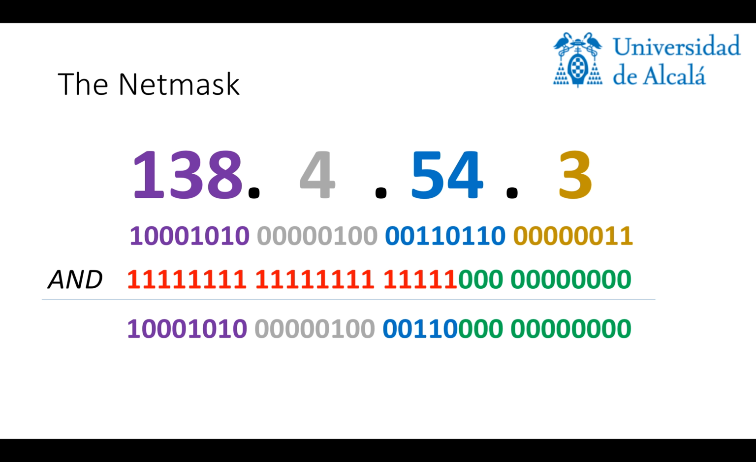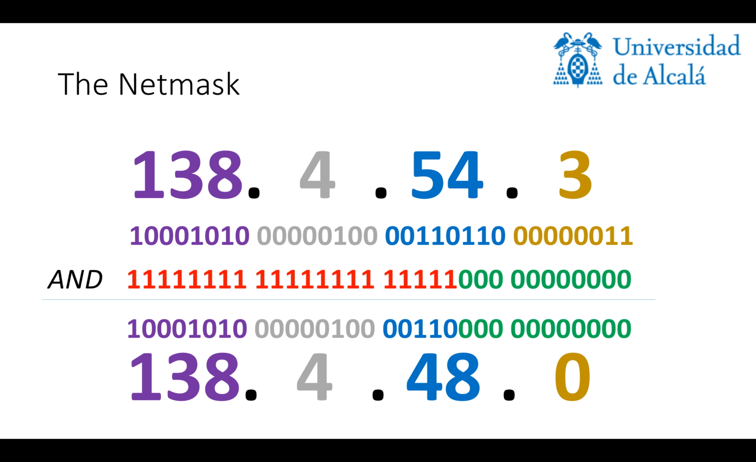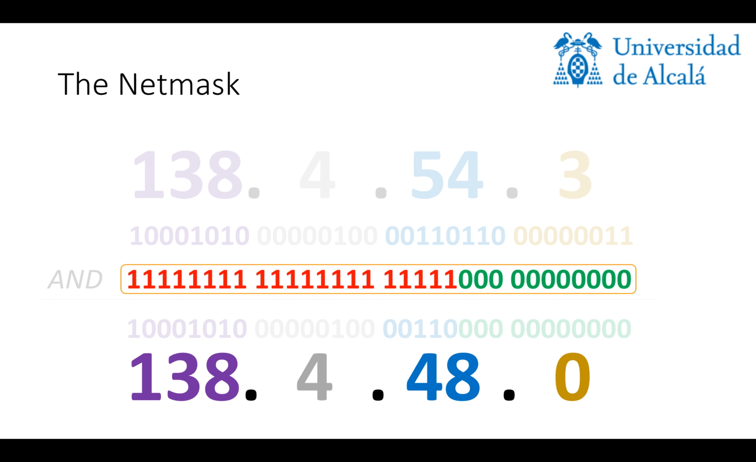A property which is satisfied by any address from the network is that if we perform a logical AND between the address and the net mask, we always obtain the network address. That means the lowest address in the network range. If we take this example of an address within our network, it would be 138.4.54.3, and we perform this logical AND bit by bit, we would obtain 138.4.48.0. This is something that always holds for a valid IP address within a network.